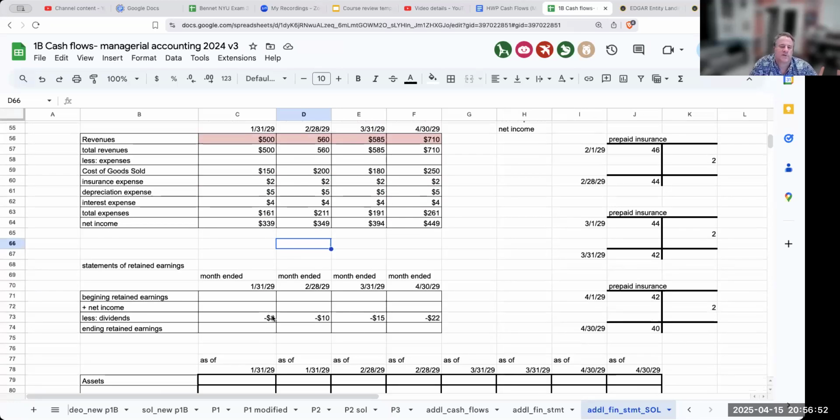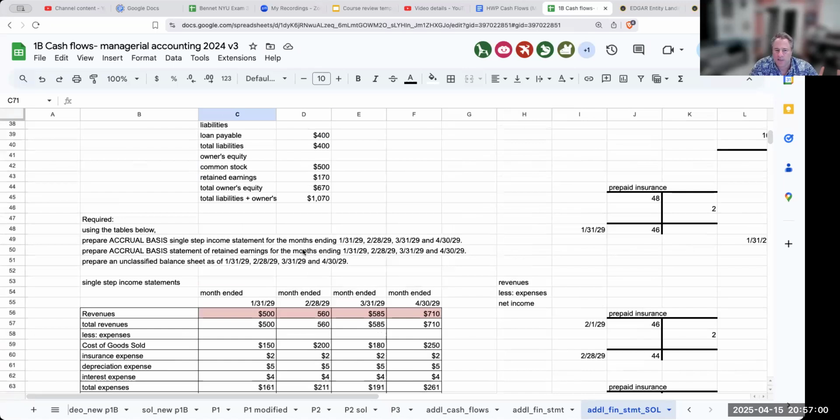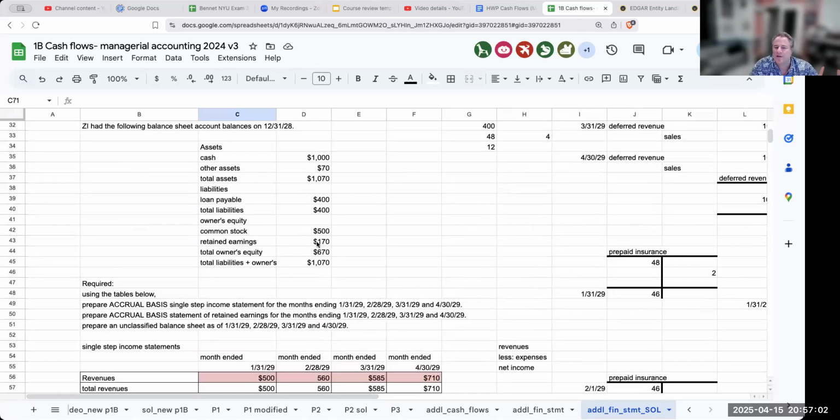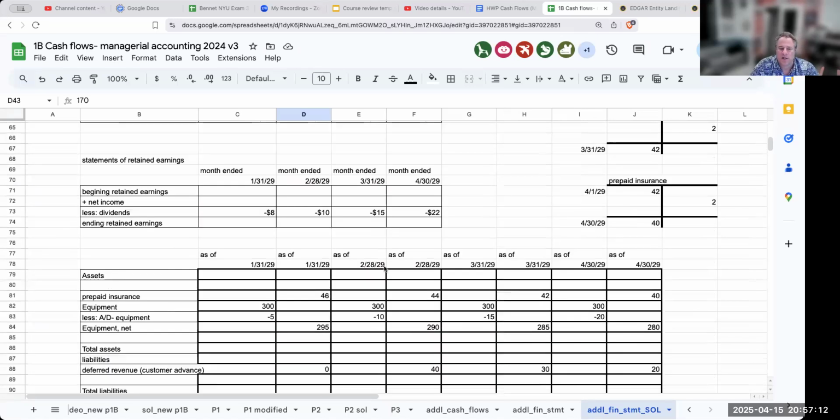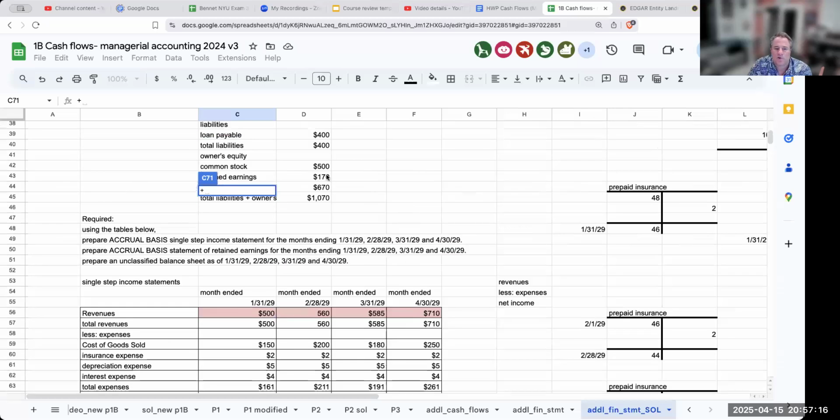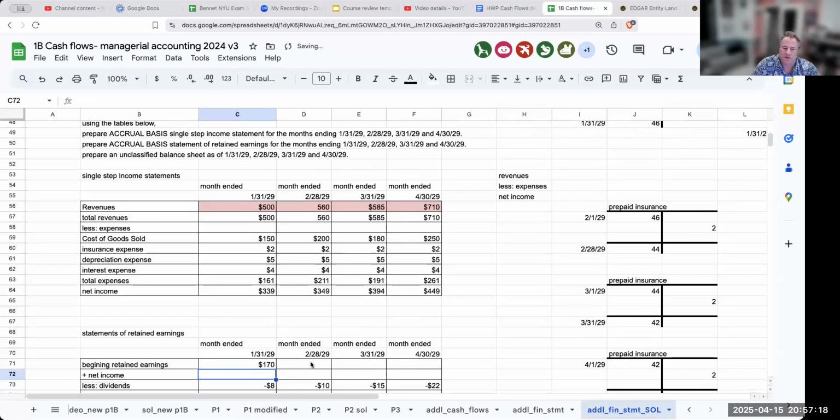Now, when it comes to the statement of retained earnings, I start with my beginning retained earnings. Well, what were the beginning retained earnings? It's going to be whatever the ending was for the prior period. So the ending balance on 12/31/28 becomes my beginning balance on 1/1/29. So over here, my beginning retained earnings are going to be 170.